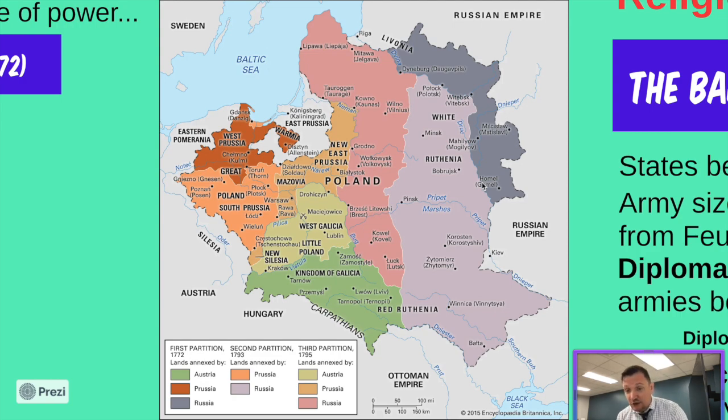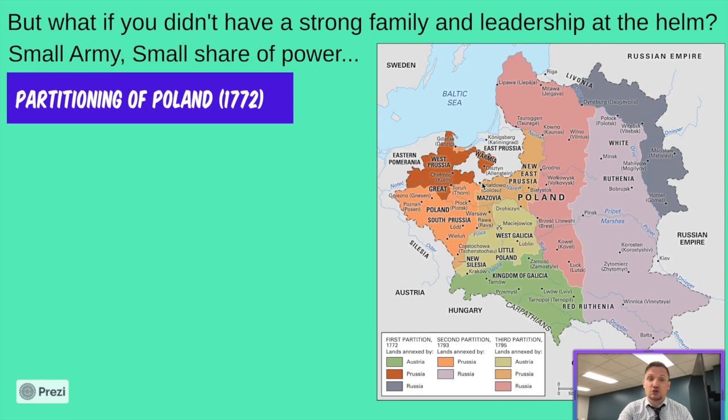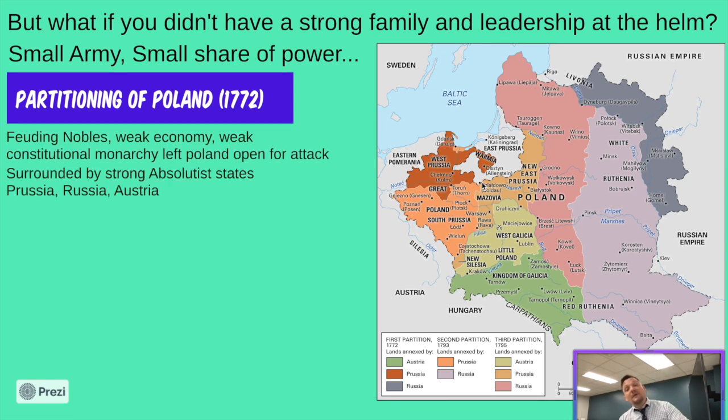All right. So now, literally, because of diplomacy and these strong families, right? Because the thing about it is Poland was extremely weak at the time. In the 1700s, the Polish monarchy and the constitutional monarchy that they created had left them very, very weak because they had feuding nobility who actually had more power than their monarch. Their economy was very weak, and their constitutional monarchy gave a little bit too much power to other people, leading to rivalries within their government, right?